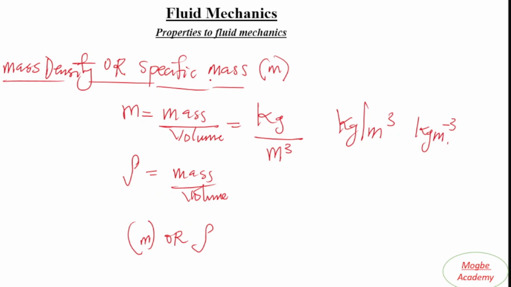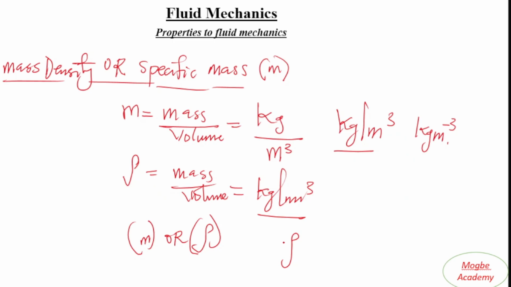So in essence, where you now see this density symbol as a representation for specific mass, you will not get confused. Am I communicating? Because if you get the unit for density, you can simply arrive at density is mass over volume, which is kilogram per meter cube, and it's the same unit as mass density. So in an exam or test case where you see the density symbol representing your specific mass, you should not get confused. Am I communicating?